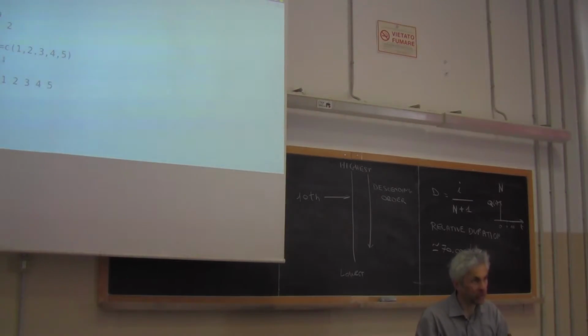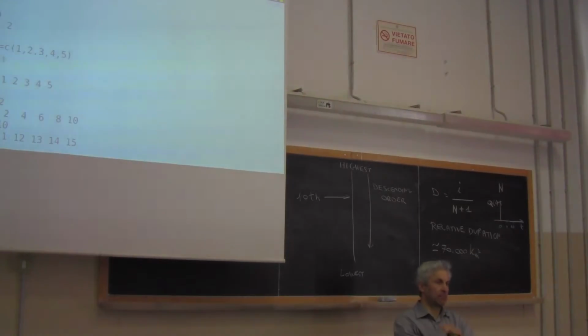Now, we can make operations with the vectors, like A times 2, A plus 10, and you see what happens. The operation is performed over each element of the vector.